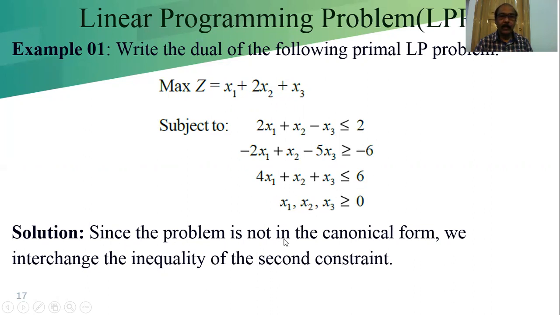Solution. Since the problem is not in the canonical form, first see: this is less than equal to, this is greater than equal to, this is less than equal to. So the second constraint is not in the canonical form because it is a maximization problem. In a maximization problem, all the constraints should be of less than equal to type. In this case, we are not bothered about the right hand side. It may be positive, it may be negative, but we have to convert it to the canonical form. So the second constraint, since it is not in the canonical form, we can convert it by multiplying both sides by minus 1.